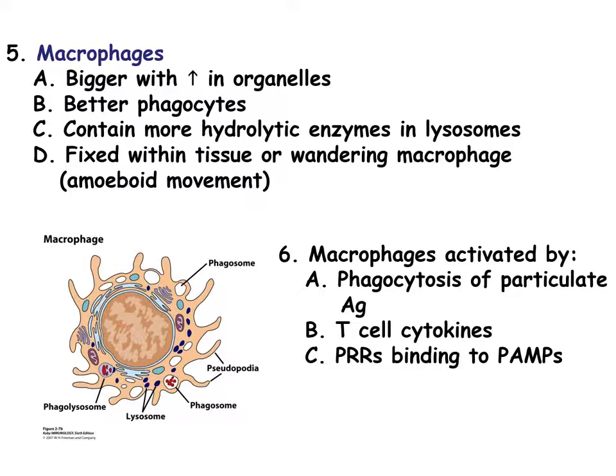Now, macrophages are activated by a number of things. If they phagocytize a particular antigen, that activates them. T cell cytokines, they have receptors for a number of cytokines produced by T lymphocytes. They get activated that way, or something that we've already learned, pathogen recognition receptors that they have bind to pathogen-associated molecular patterns, so the PRRs, the receptors on the macrophage, bind the PAMPs on the microorganism, and that's how, in many cases, they are able to phagocytize them.